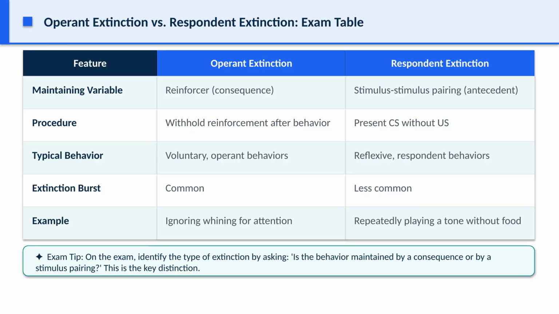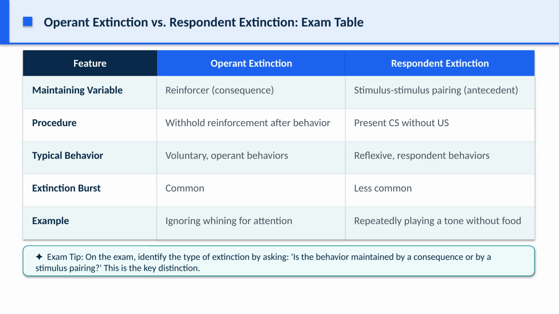On this slide, we're comparing operant and respondent extinction side by side, a distinction the BCBA exam often tests. Operant extinction involves withholding the reinforcer that maintains a voluntary behavior, like ignoring a child's whining for attention. Respondent extinction, by contrast, breaks the stimulus-stimulus pairing by presenting the conditioned stimulus without the unconditioned stimulus, such as repeatedly playing a tone without food. Notice that the maintaining variable differs. Consequences drive operant behavior, while antecedent pairings drive respondent behavior.